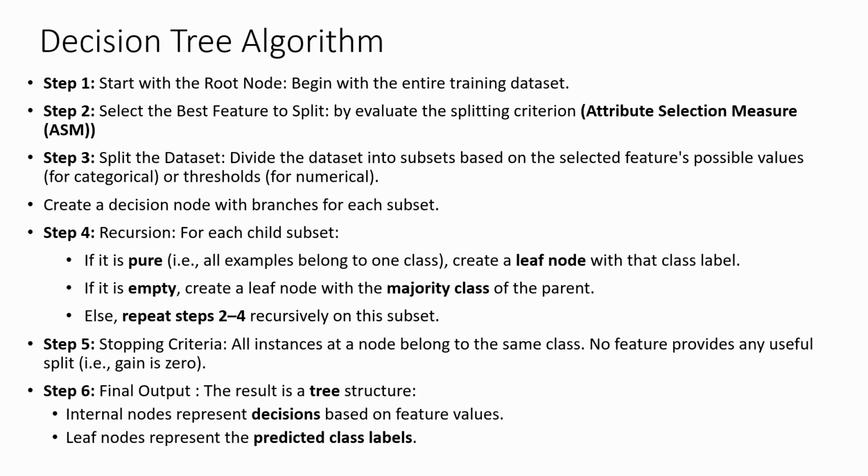Then what is the stopping criteria? The stopping criteria is that if all the instances at a node belong to the same class, or no feature provides any useful split, that is, the gain is 0. In that case you can stop. So the final output will be a tree structure. The internal nodes represent the decisions based on feature values, and the leaf nodes represent the predicted class labels. So this is how a decision tree algorithm works.